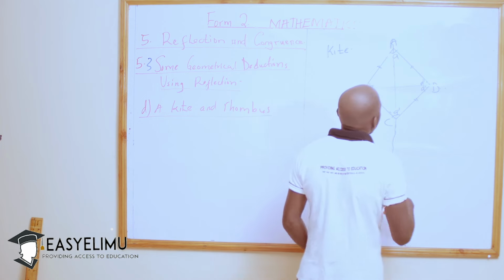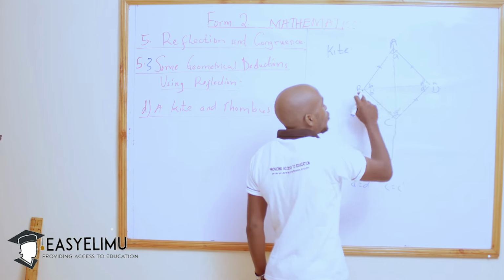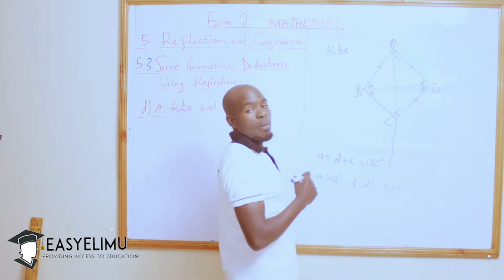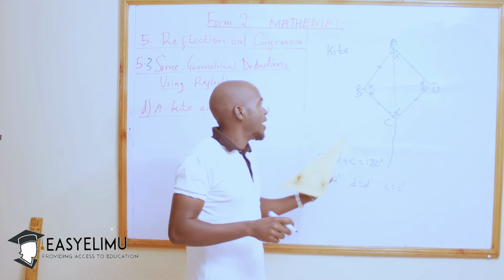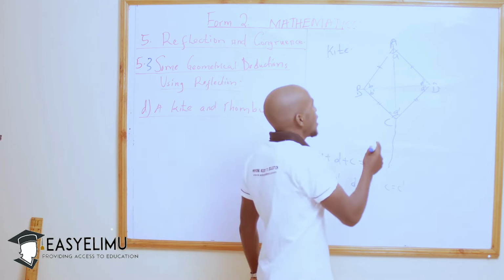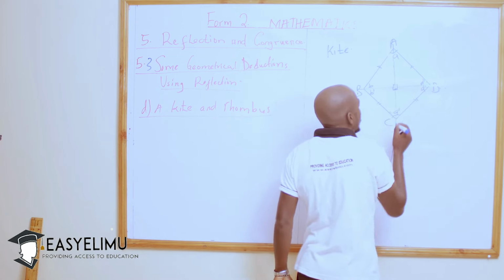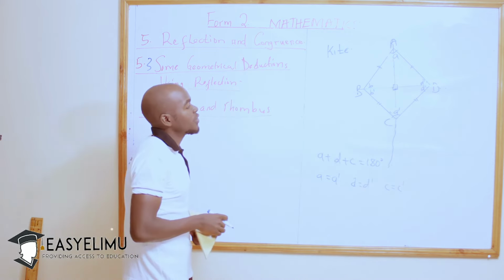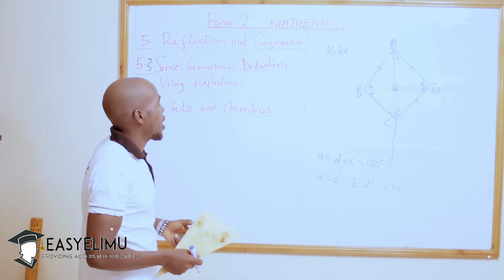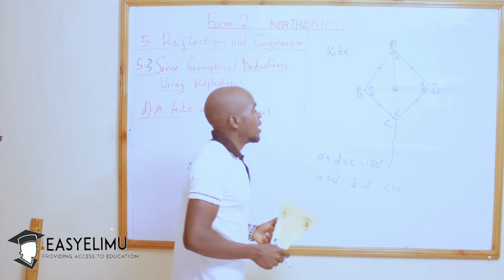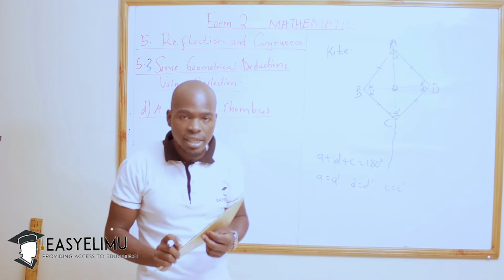As you can view here, the diagonals, which are the mirror lines, in my case AC and BD, will intersect at 90 degrees. So the diagonals in a kite intersect at right angles. That is what we have implied there. So the angles in a kite add up to 360 degrees.